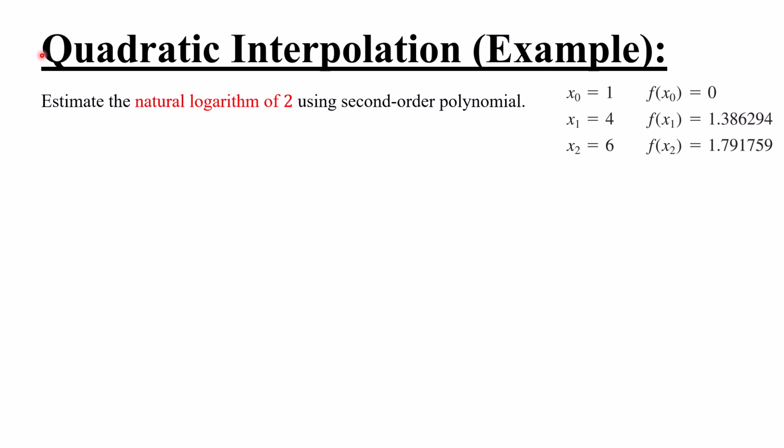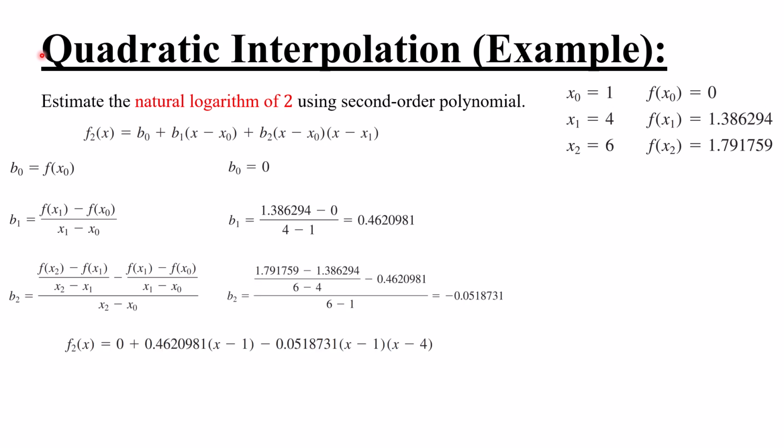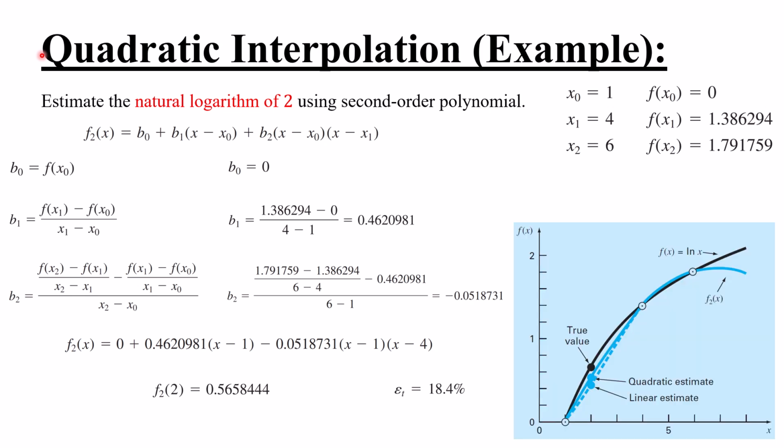Now let's do the same example. We need 3 points, so we use 1, 4 and 6 and see how this performs. Just plug in the values for b0, b1 and b2. When we do that, we come up with the solution of 5.565844. It's looking much better than the previous example with linear. Its relative error is 18.4%. It is also shown here that the quadratic is much nearer to the true value.